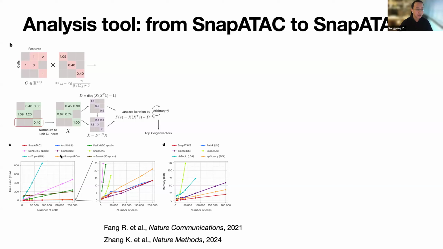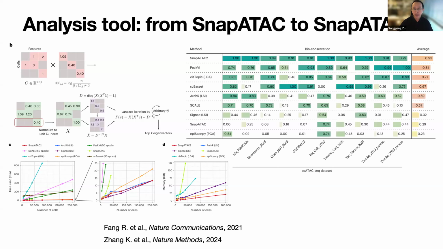You can see that, compared with all the other methods, this method not only saves lots of time, but also saves lots of memory. And more importantly, based on several benchmark data sets, we noted that SnapATAC 2 can keep the bioconservation at a very high level compared with all the other methods. So in our data analysis this time, we just used SnapATAC 2 for our clustering and later analysis.